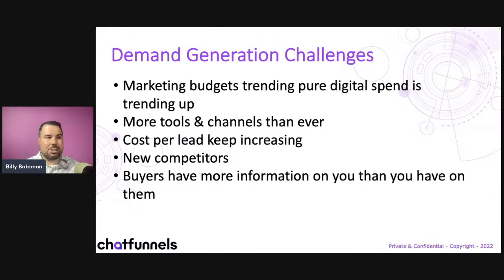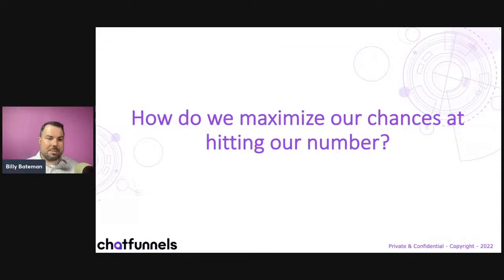We're at a disadvantage largely. If you're not getting in and using intent tools and tracking what people are doing, you're going to be at a major disadvantage, because they've probably got 12 to 13 data points before even engaging with you about you and your competitors. So how do we maximize our chances at hitting our number?